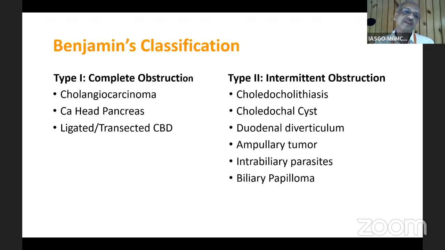And coming to Benjamin's classification, it is basically based on the nature of obstruction that they have divided obstructive jaundice or surgical jaundice into 4 types. Type 1, complete obstruction, usually the etiologies are carcinoma head of pancreas, Klatskin tumors, or a transected or ligated CBD during cholecystectomy. Then type 2 is the intermittent obstruction, which is more common in patients with CBD stones, choledochal cysts, duodenal diverticula, and ampullary tumor, by the nature of the tumor, because when the tumor necroses, the jaundice comes down. So it is a kind of intermittent obstruction vis-a-vis carcinoma head of the pancreas, which is more of a continuous complete obstruction. Then intrabiliary parasites and biliary papillomas are other causes of intermittent obstruction.